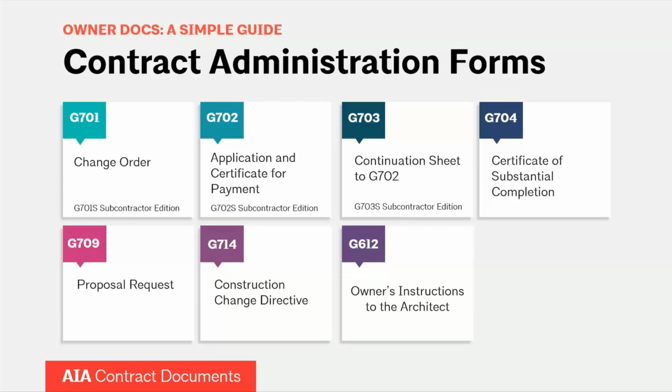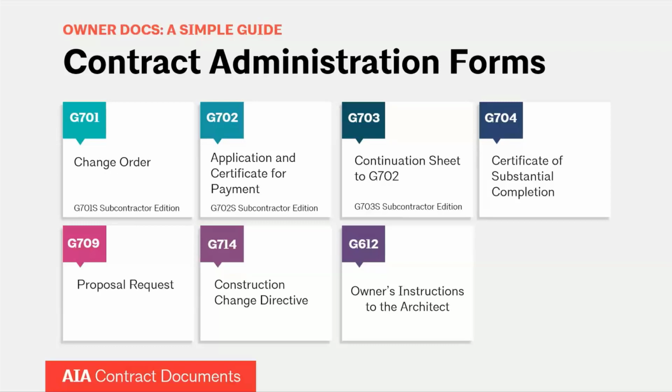Otherwise, there's going to be a delay in the project, but you haven't reached agreement yet. So chronologically, it might go G709 first for a request about a proposed change, then G714, the construction change directive, and then finally G701 for the actual change once everybody has agreed. And then we have our payment application forms, G702 and G703.